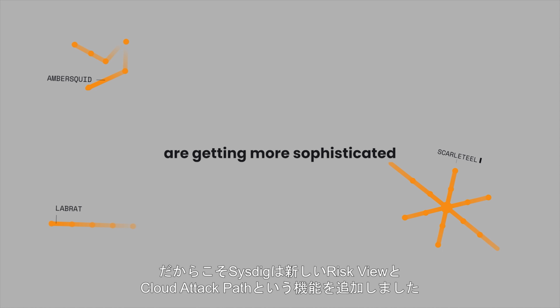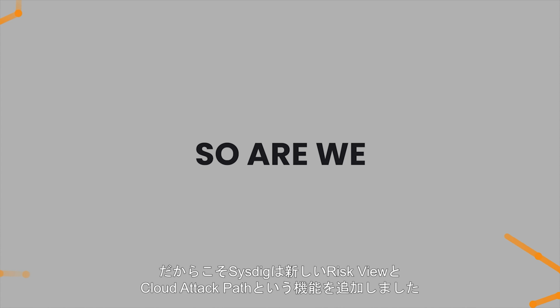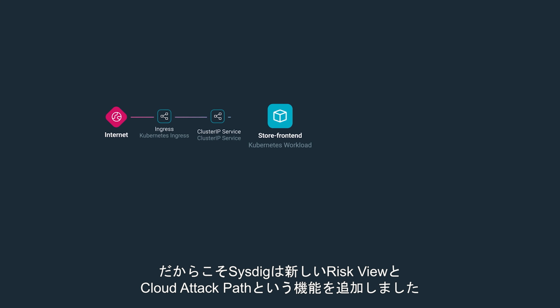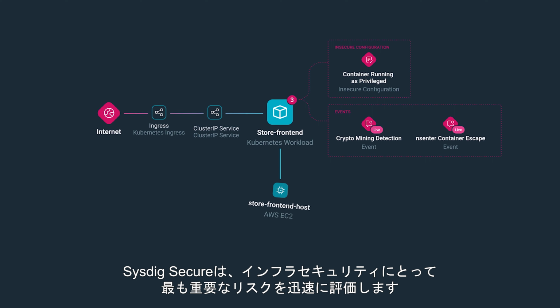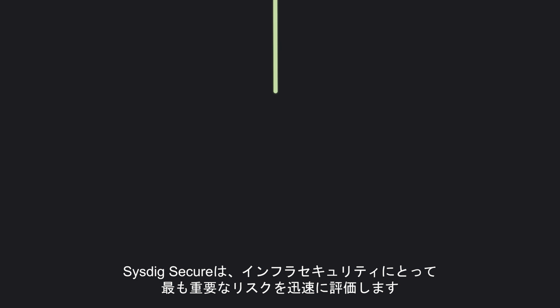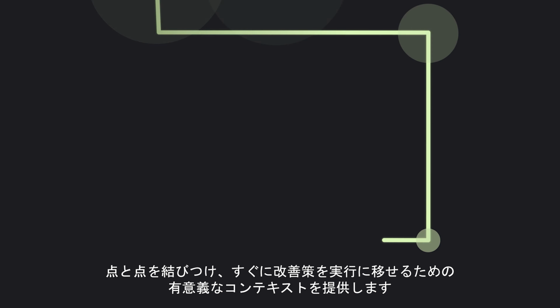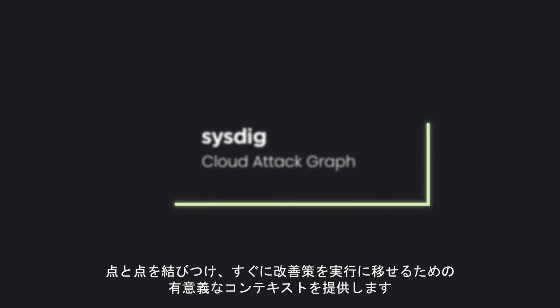As we've seen lately, new threats like Scarlet Eel, Lab Rat, or Amber Squid are getting more sophisticated. So are we. And that's why the new risks view and attack path in Sysdig Secure allow you to quickly assess the most critical risks for your infrastructure security, helping you with meaningful context to connect the dots and implement remediation steps right away.